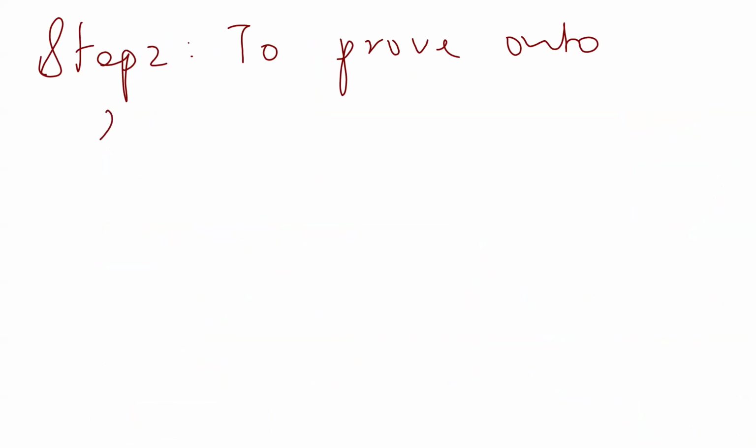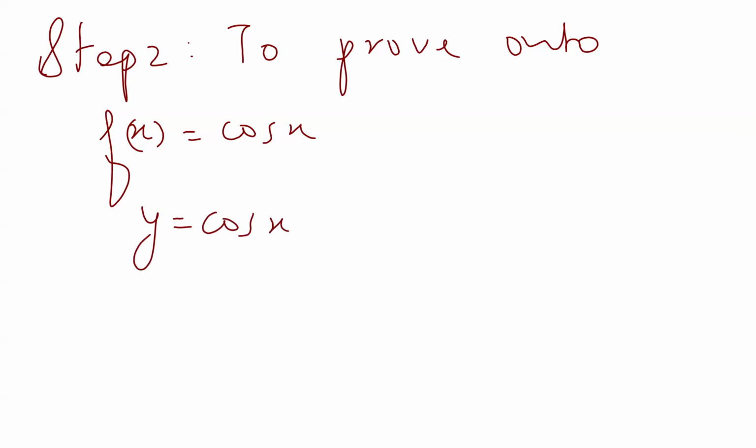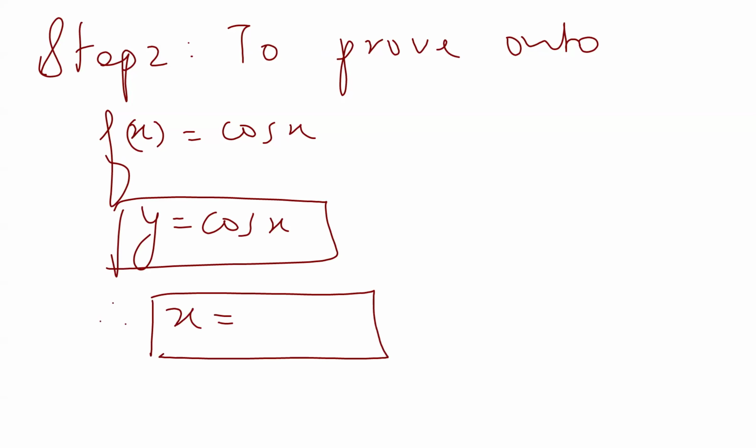So f of x is equal to cos x. So y is equal to cos x. Therefore, this is y in terms of x. We'll get x in terms of y. So what is x? Can you tell me? X is cos inverse of y. Cos goes on the other side, it becomes cos inverse.